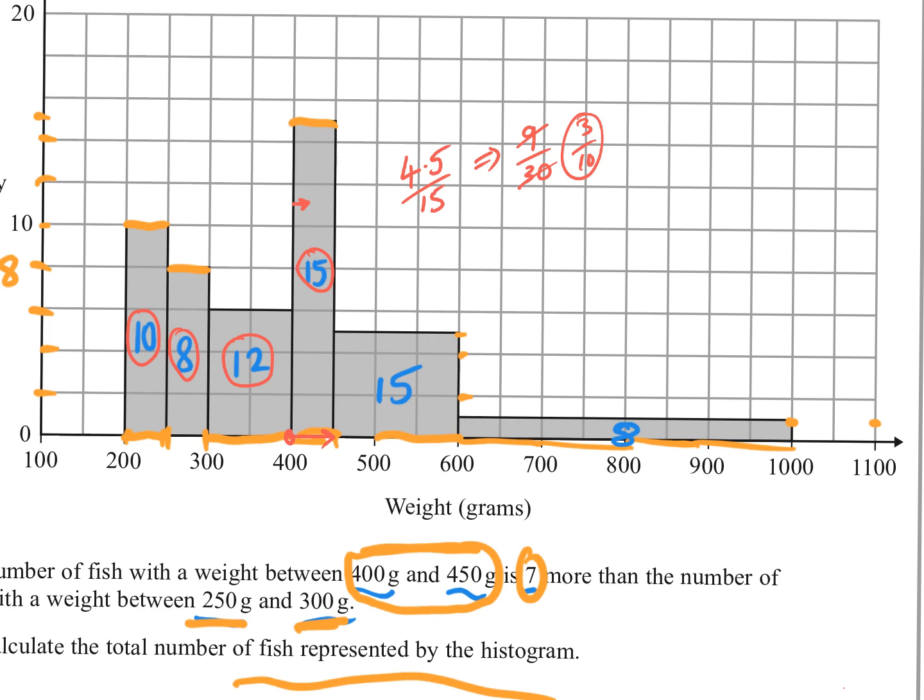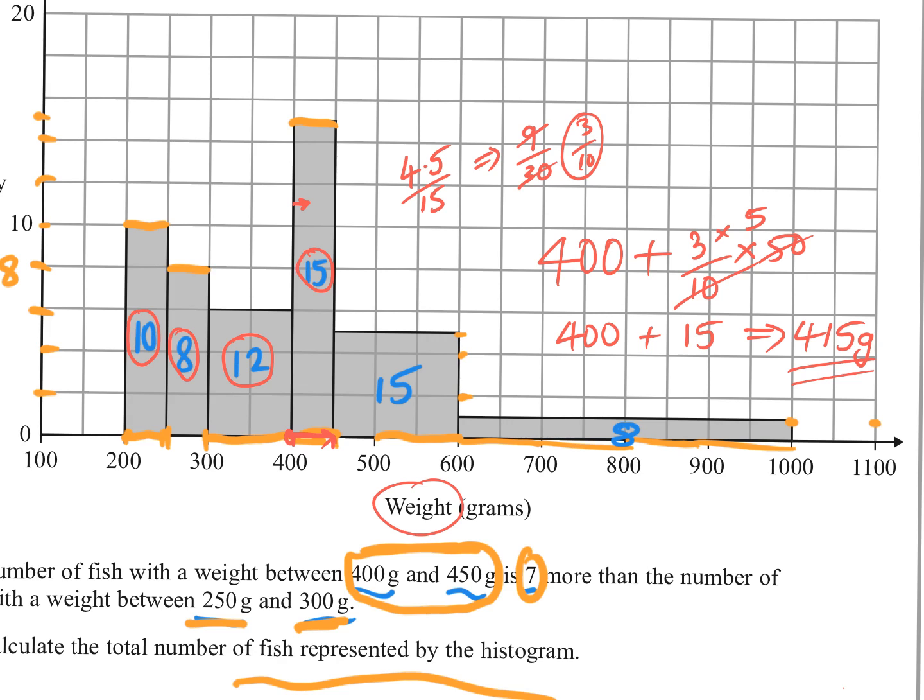So we're starting at 400, which is our weight. So we're 400 plus 3/10 of what this class width was, which was 50 grams. So 3/10 of 50, again you can do that on your calculator, is 3 times 5, that is 15. So we have 400 plus 15, so I would say 415 grams. There are some good videos on YouTube that explain how to do this as well.